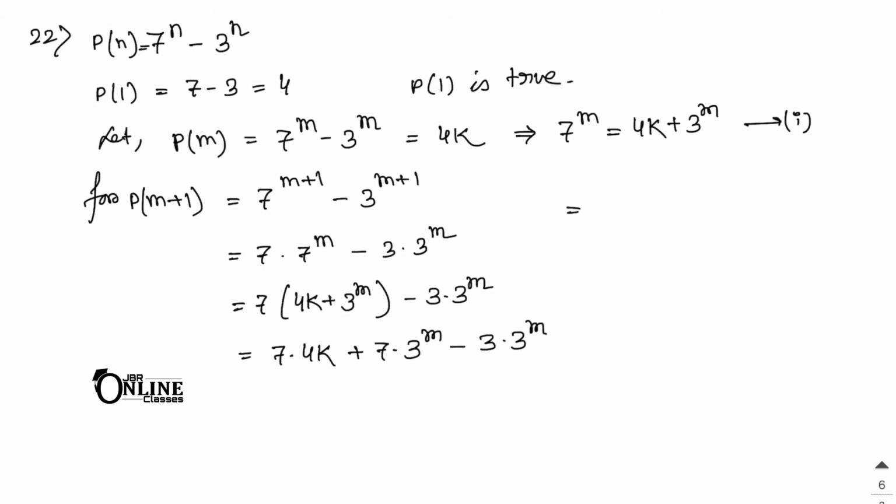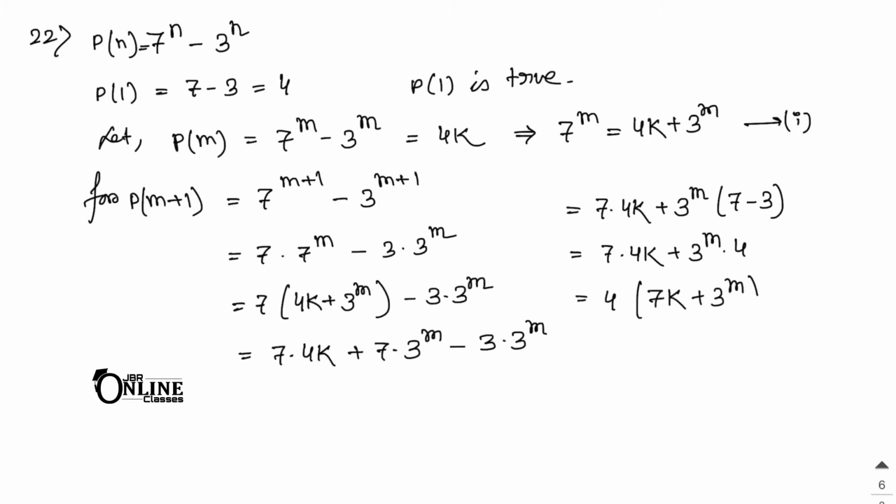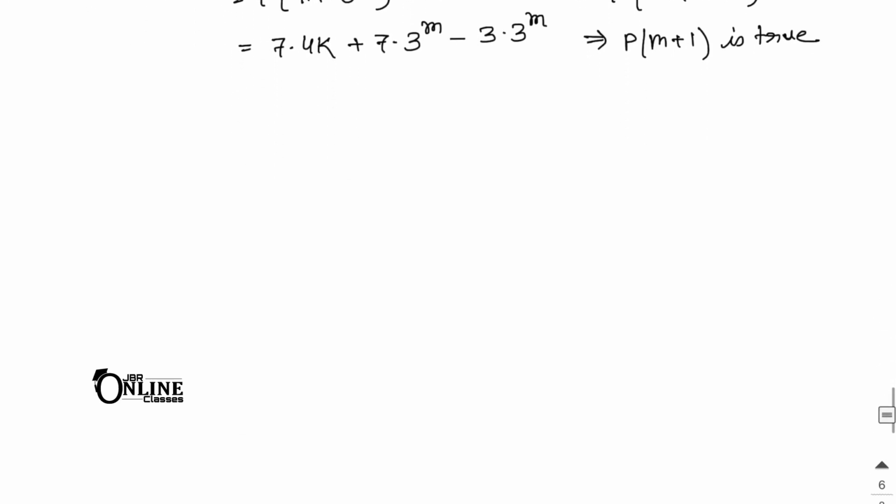So that equals 7 into 4k, and then if 3 to the power m is common, it becomes 7 minus 3. So that equals 7 into 4k, and then 3 to the power m into 4. If 4 is common, it becomes 7k plus 3 to the power m, which is definitely divisible by 4. That implies Pm plus 1 is true. So if Pm plus 1 is true, then Pn is also true.